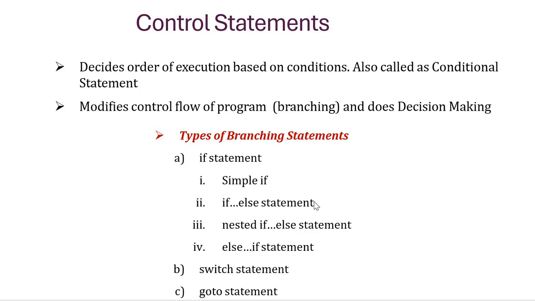These are the types of branching or control statements. Under the if statement, we have four categories: simple if, if else, nested if else, and else if statement. We call the if statement a conditional control statement because in all these four scenarios we do some condition check, and based on that we make decisions. The other two are the switch statement and the goto statement. Switch is also a conditional control statement. The goto statement is an unconditional branching statement.